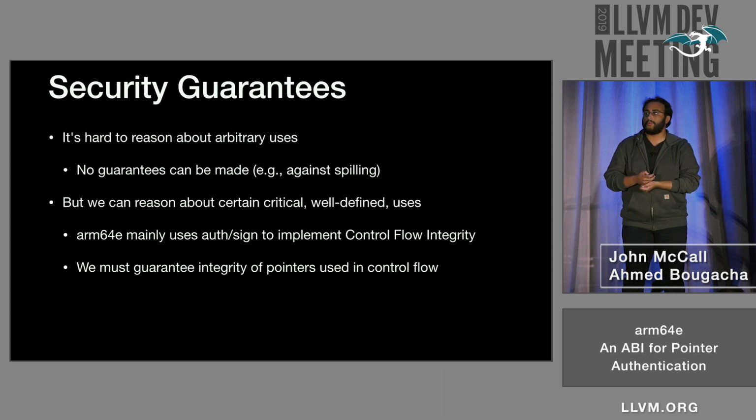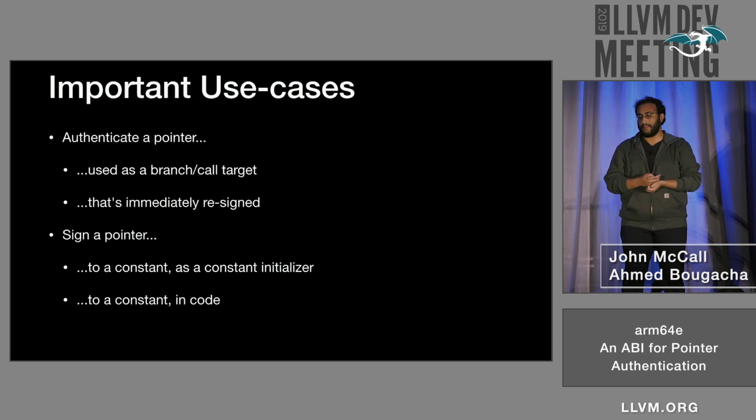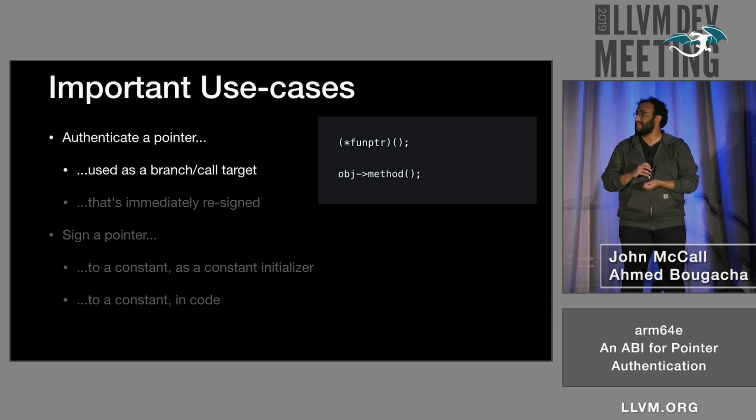So what we can do instead of providing absolute guarantees about any of these operations is just focus on the actual uses of sign and auth that matter to us when trying to implement ARM64e. Again, we're trying to do control flow integrity. And so really what matters mostly is any pointer that's used for control flow. So I'm going to talk about 4 interesting use cases that matter to this. There's a lot more, but we don't have a lot of time. So let's dive right in.